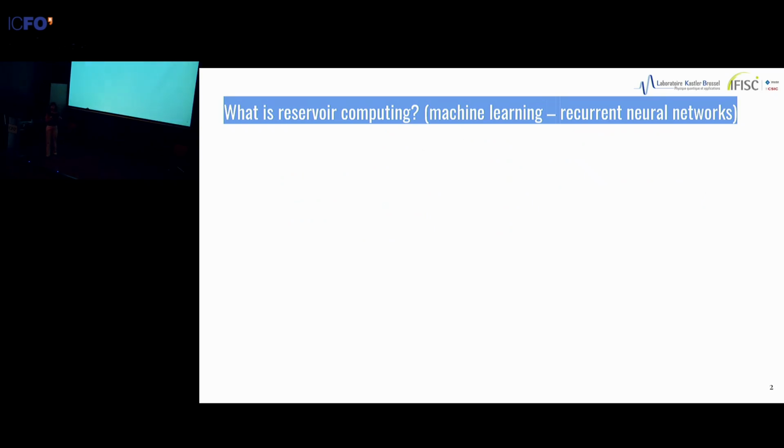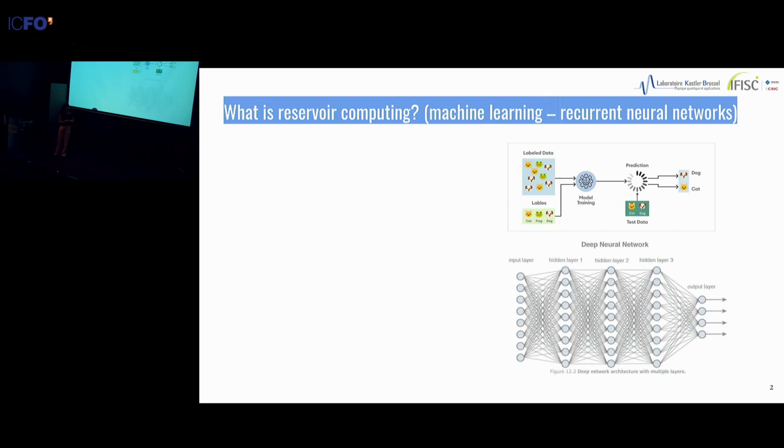So the first thing is reservoir computing. Reservoir computing is a subclass of machine learning. In particular, it comes from the field of recurrent neural networks. So we have some inputs that we want to learn a target task on, for example, images, and we want to give the names of the images to the images. And we're going to train a system with some known answers to reply to some questions. And then we're going to test it on a test set.